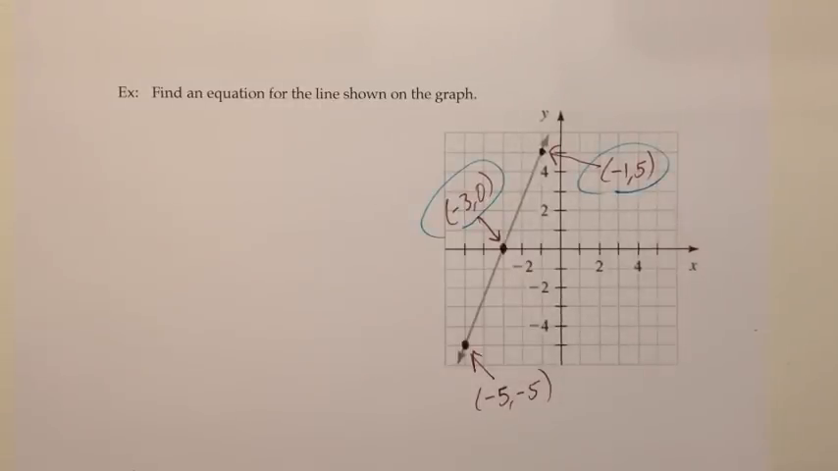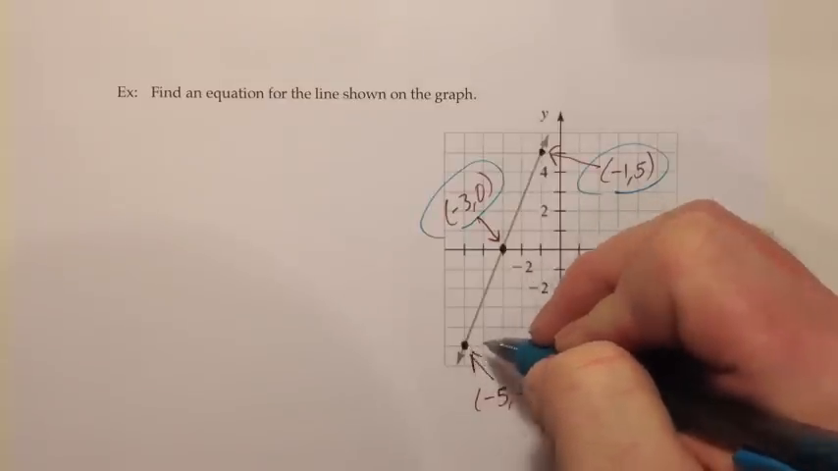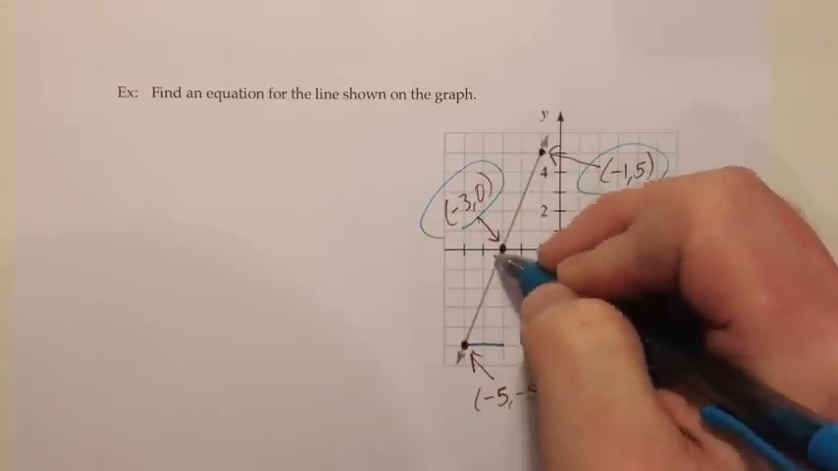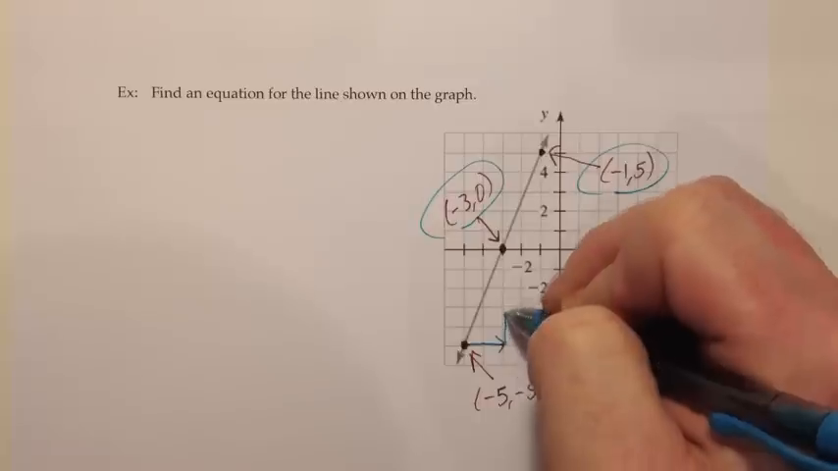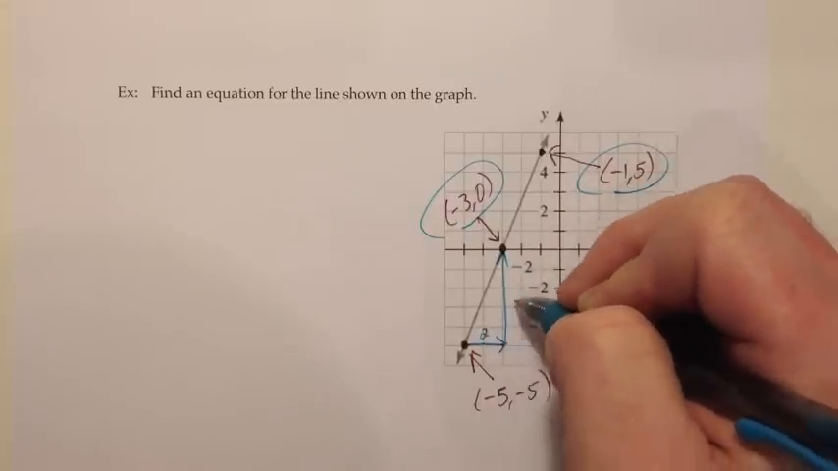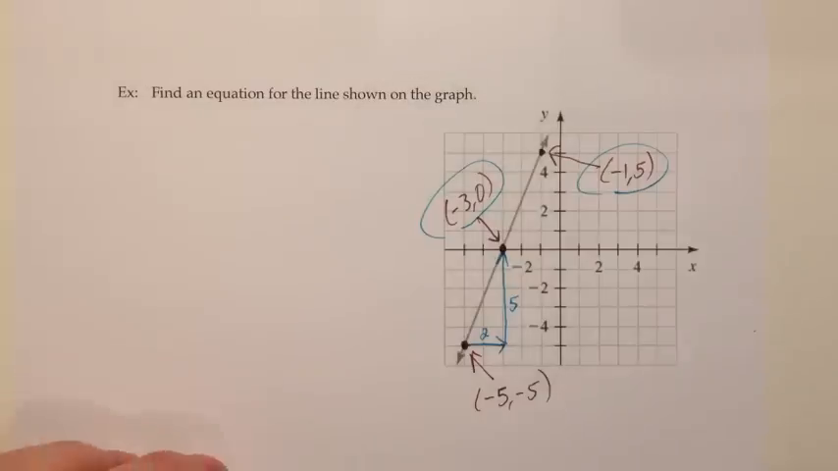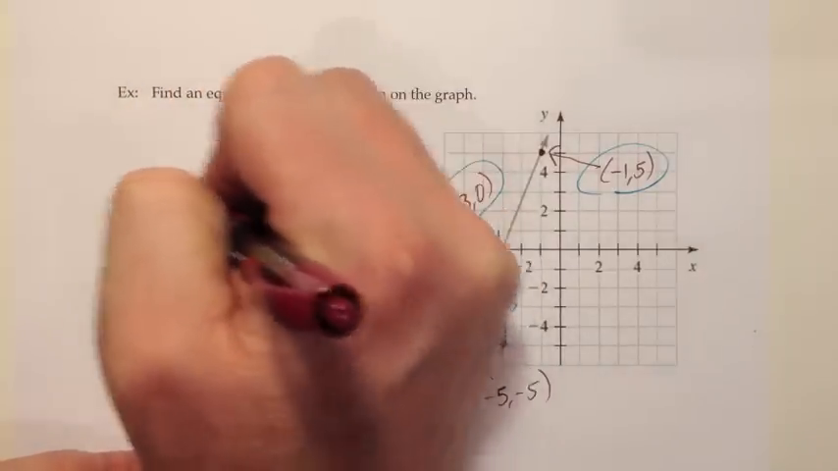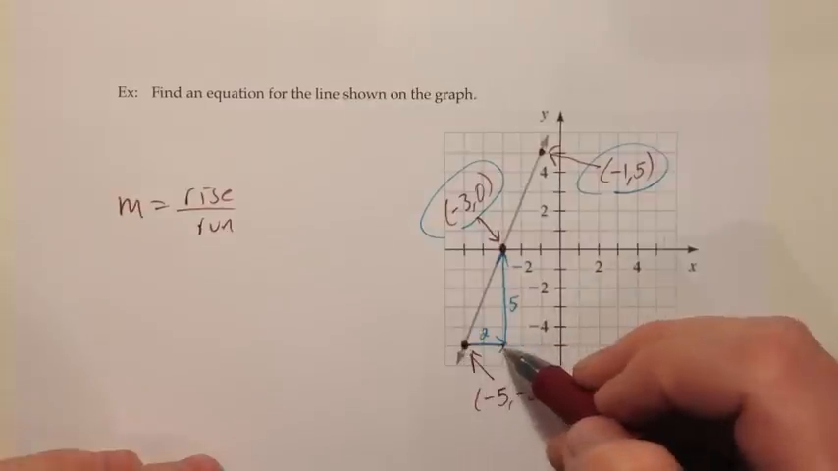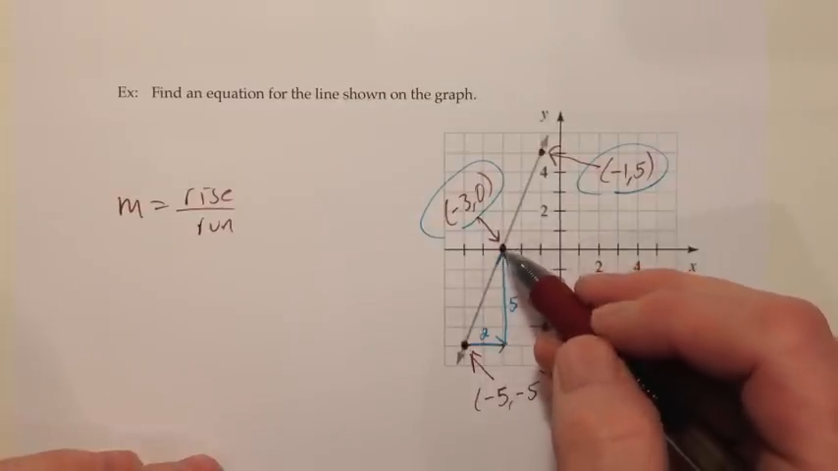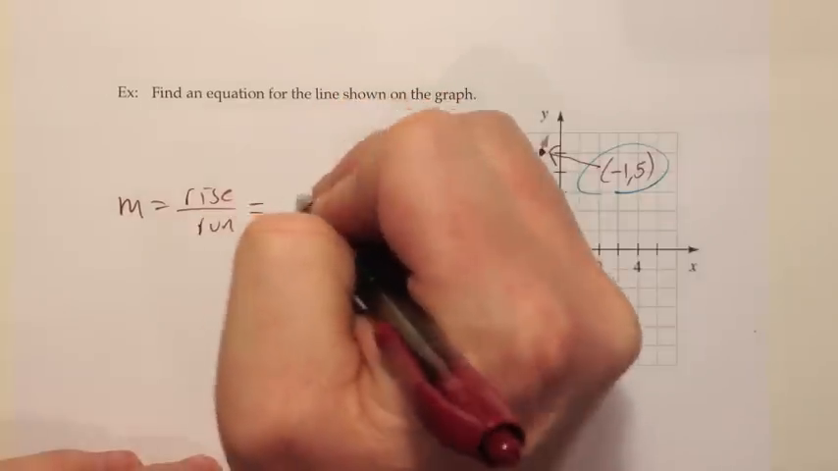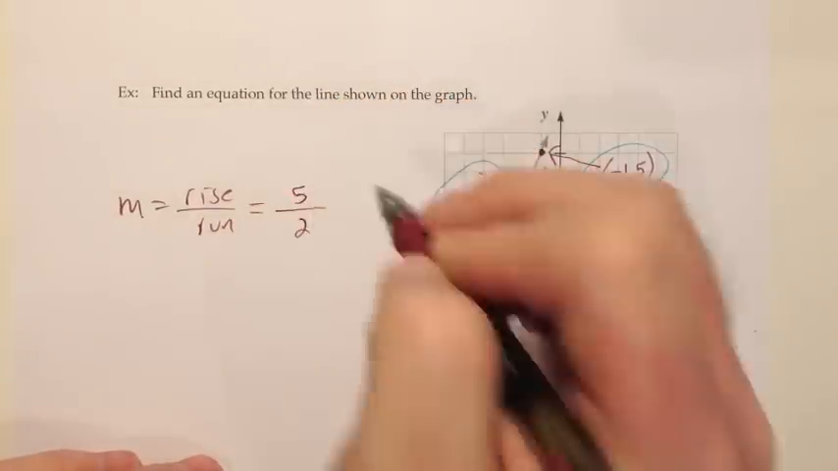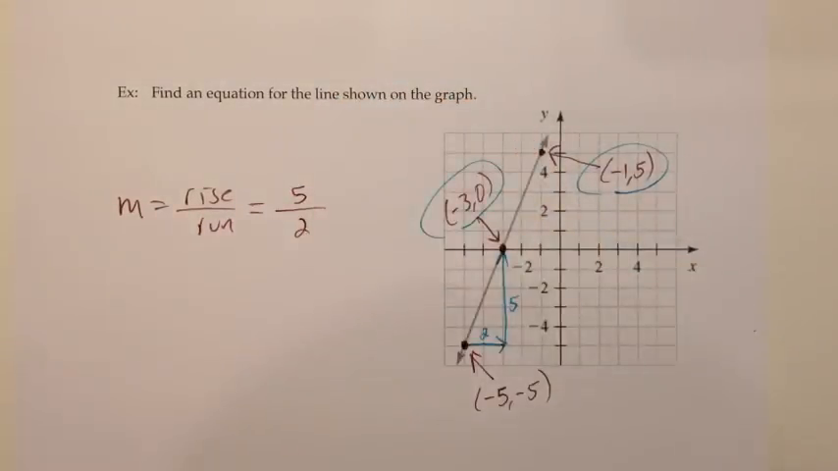Now the first thing that I would do with those typically would be find the slope. But on a graph like this, honestly, it might be easier just to go ahead and use the triangle method. We're going from this point to that one is over 2 and up 5. So over 2, up 5. And then slope is rise over run. And it looks like when we go over 2, which is the run, the rise would be 5 to get back on the line. So when we go over 2, the rise is 5. So our slope should be 5 halves right there.